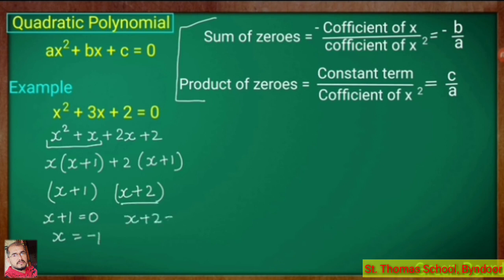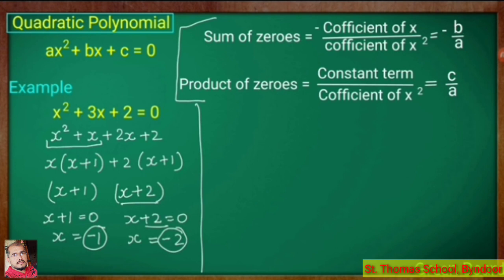Now next, x plus 2 equals 0. So plus 2 goes to the other side, and x equals minus 2. This is the answer we are getting. So the two zeros are minus 1 and minus 2. These are the two zeros, alpha and beta. Now I have to verify with the sum of the zeros and product of the zeros.